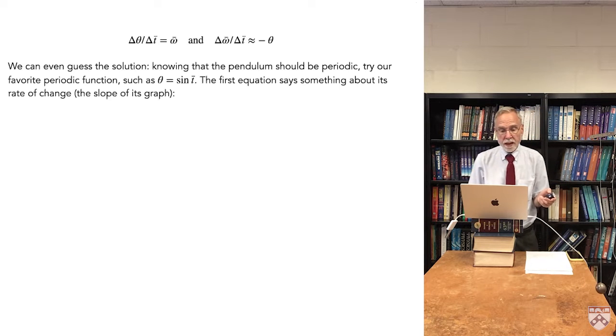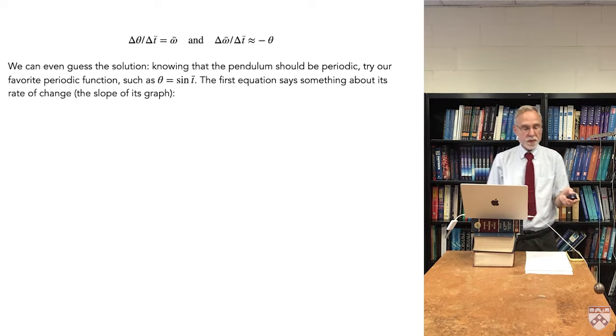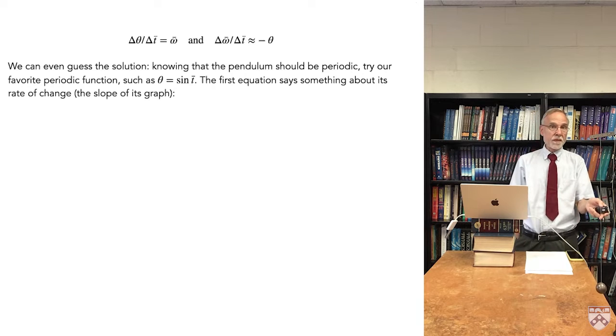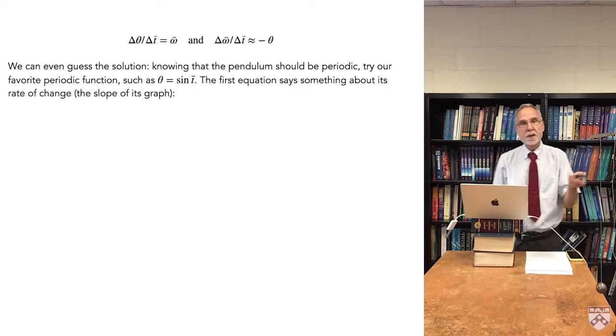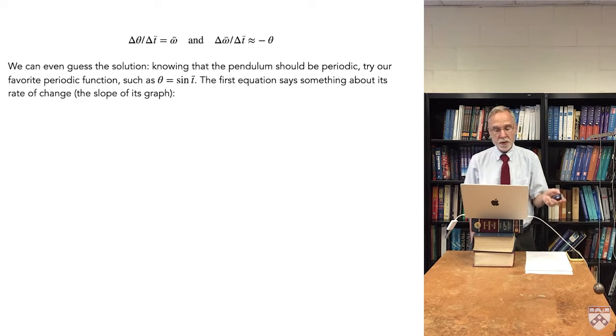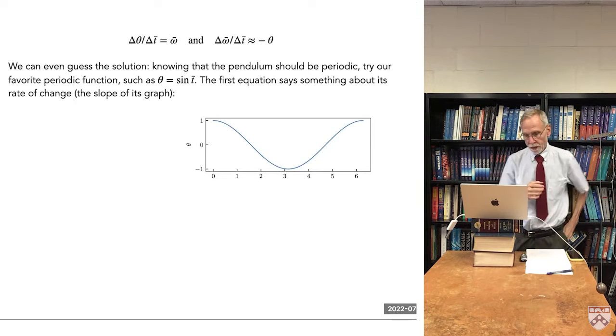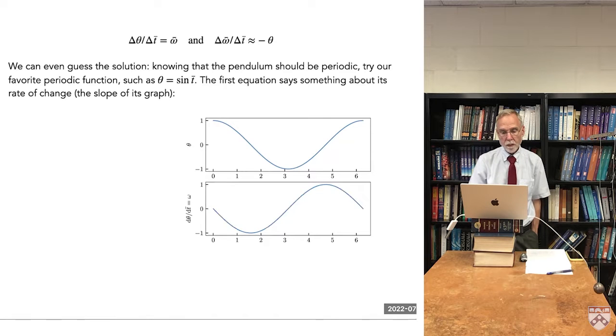Okay, there they are again. And we can even guess the solution. After all, even if you hadn't taken a physics course before, this is going back and forth periodically in time, and you know some periodic functions like sine and cosine. Those are nice, smooth periodic functions. This is cos of t bar.